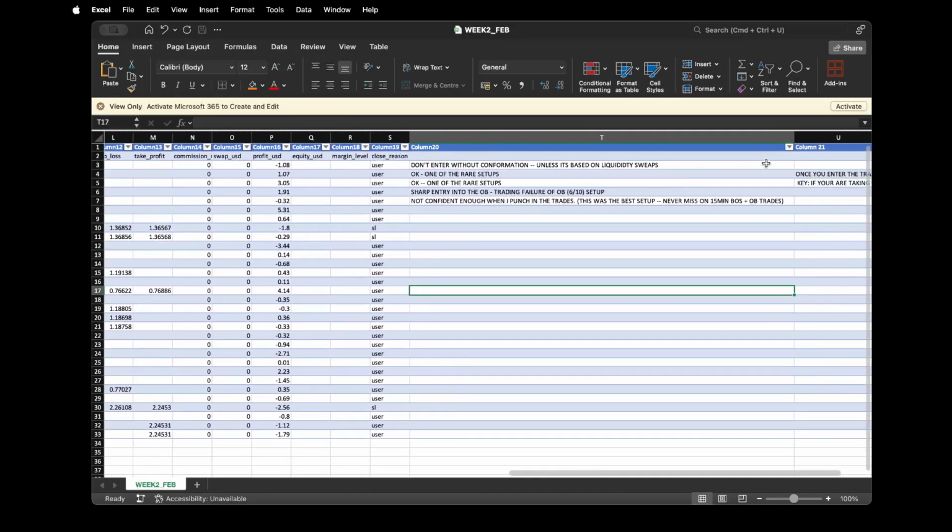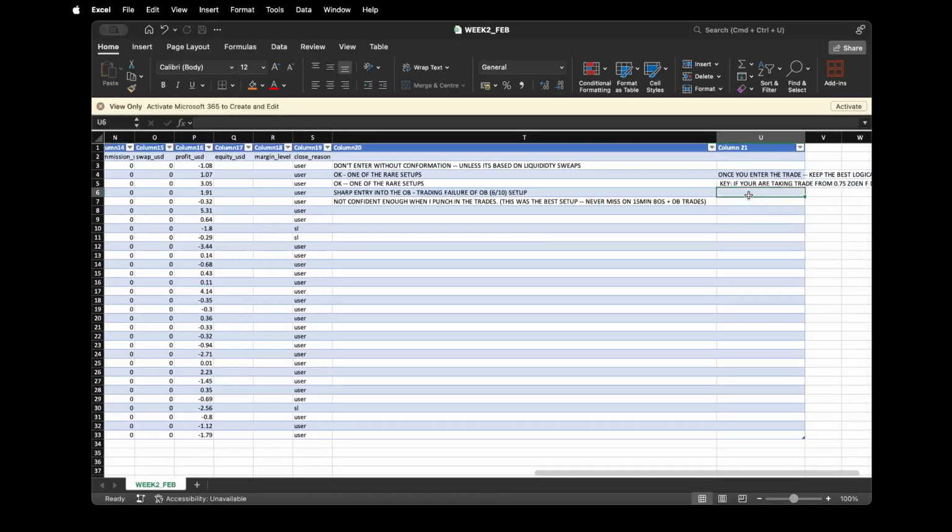Okay, so you can keep such setups as low priority setups. Keep these setups as low priority setups.